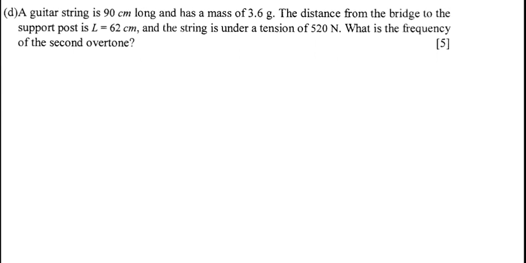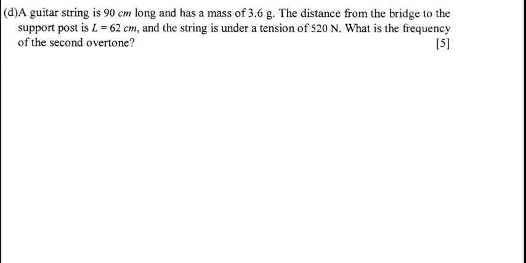Second overtone. Now, this question is a bit tricky because you have two lengths, and you start thinking, why do we have two lengths? This 90 centimeters is the length of the string of the guitar, meaning I can use it to find the linear density. When we're talking about the fundamental frequency or the overtone, overtone is the same as the harmonic. So they can say the second overtone or the second harmonic.